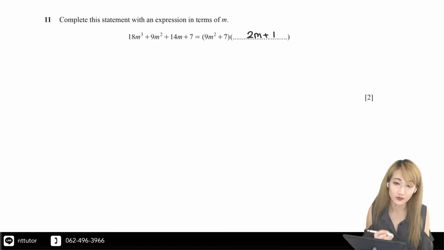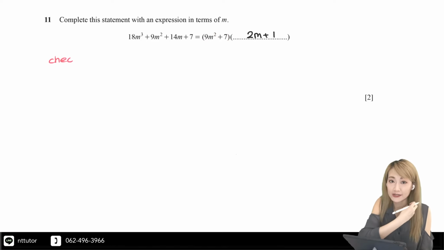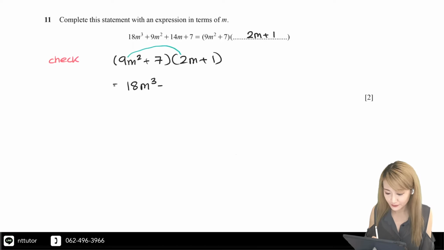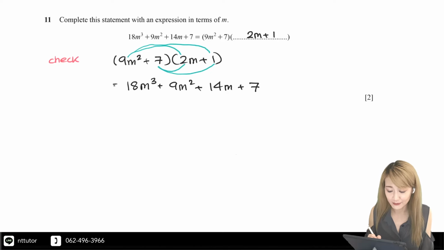Every time you factorize something, you can always check your answer by expanding out the factors to see whether you get the original expression back. So we can check this by expanding 9m squared plus 7 multiplied by 2m plus 1. And that gives 18m cubed plus 9m squared plus 14m plus 7, which is exactly the same expression. Therefore, this is correct.